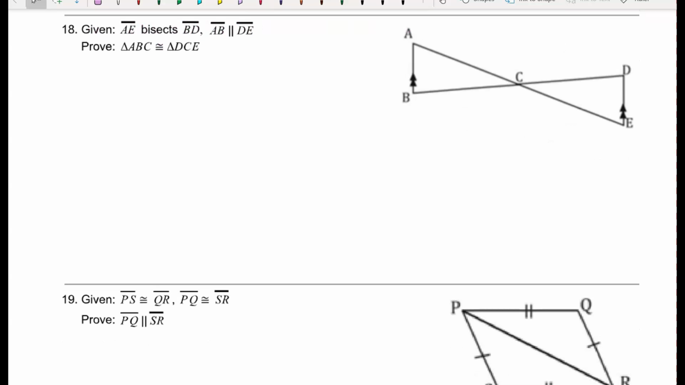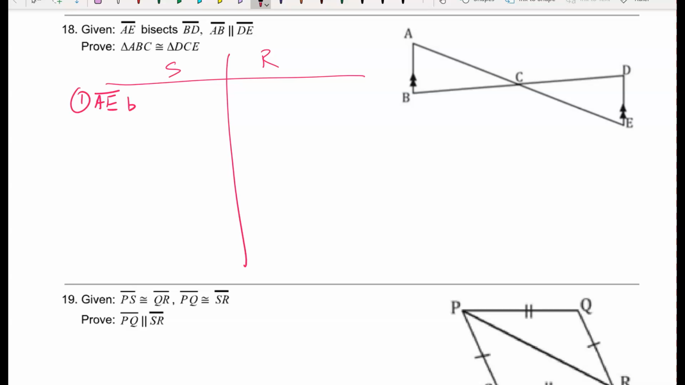Number 18. Given segment AE bisects segment BD and segment AB is parallel to segment DE, prove those two triangles are congruent. So as always with all of my proofs, I'm going to start off with my givens. They tell me that AE bisects BD and that my other two segments AB and DE are parallel. The reason I know that's true is because they're given. So I'm going to start with my bisecting part.